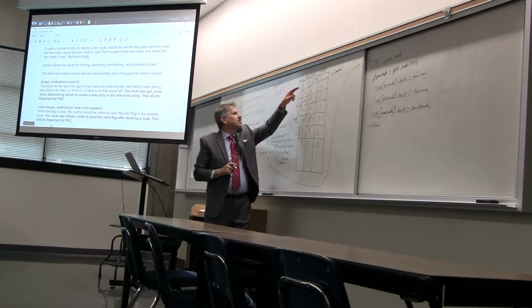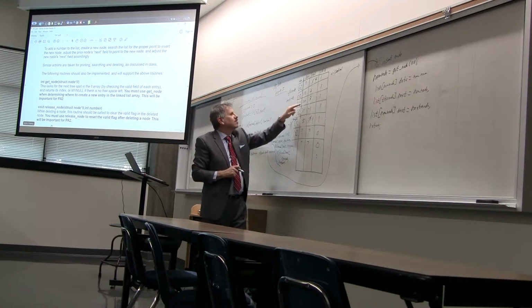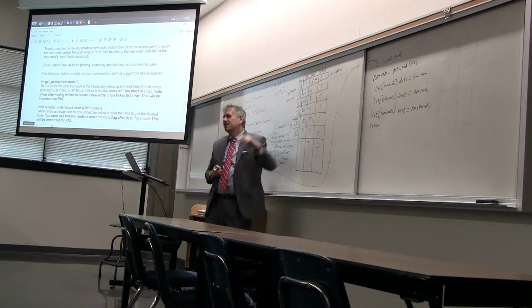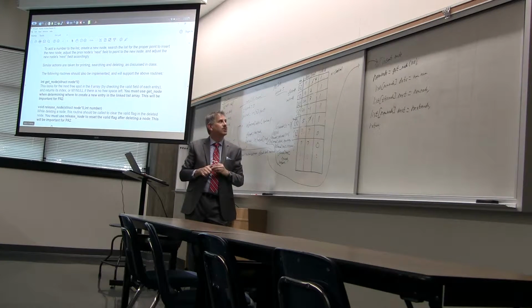So now our list begins with node 4, which is a 5, followed by a 10, followed by a 20, followed by a 30, end of the list. So there's no special case in the beginning.